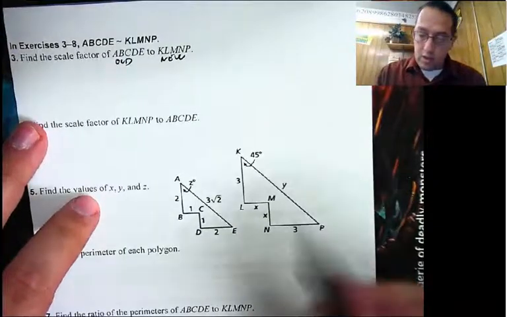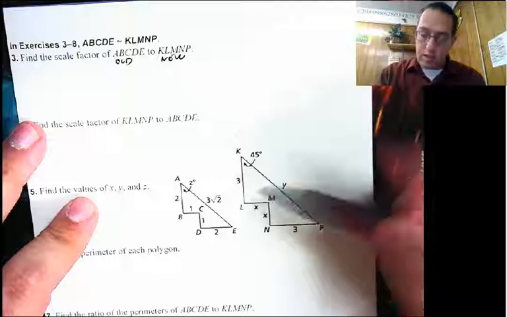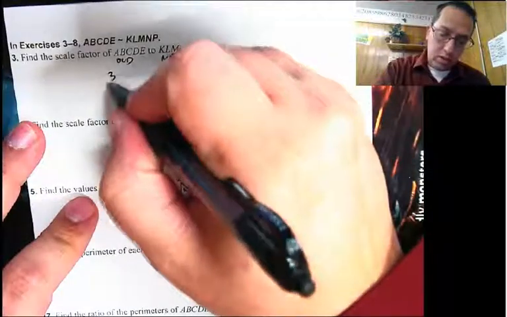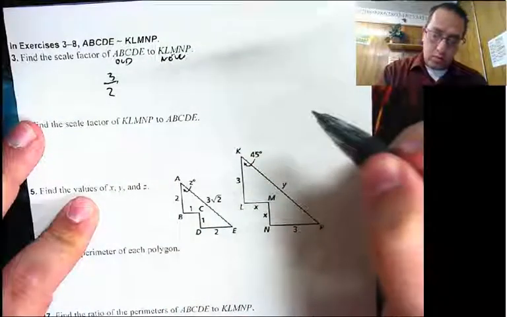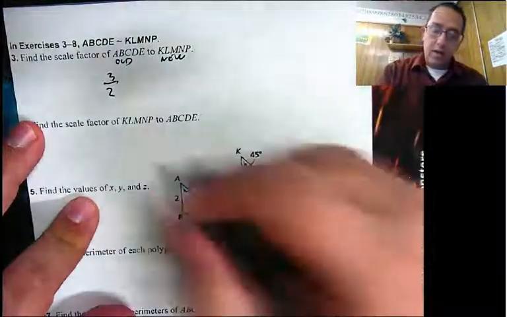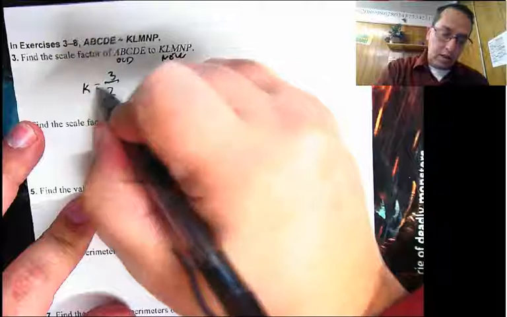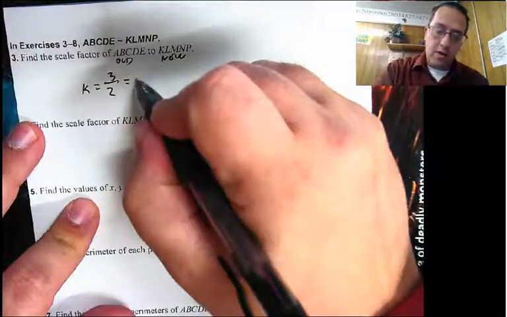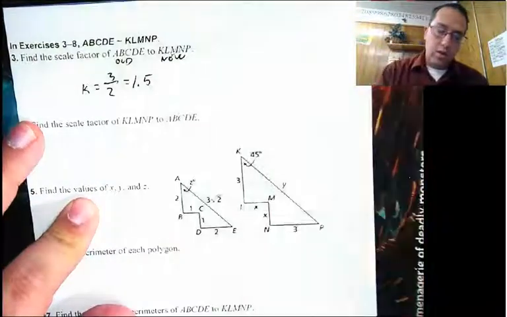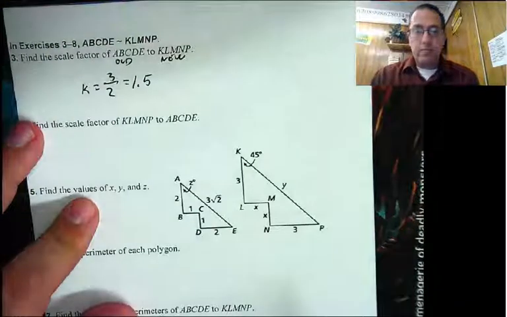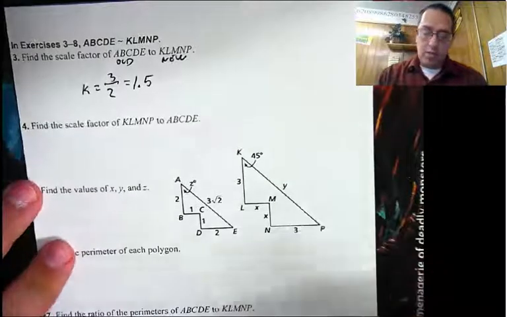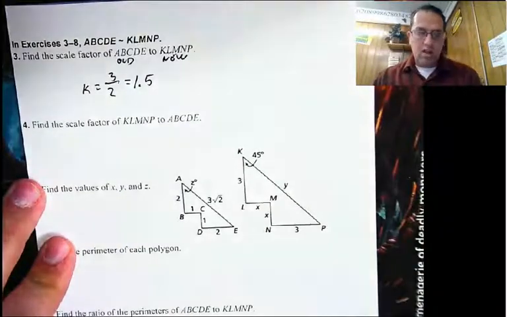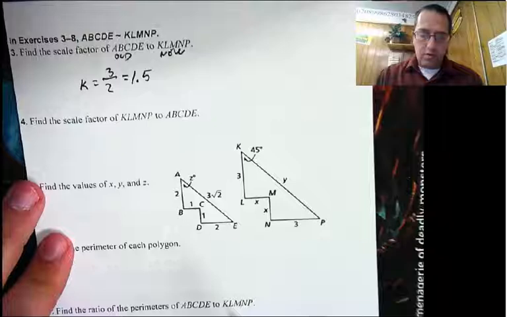So let's see, the new is KLMNP, so it's new 3 over old 2. And that's it. We could simplify it. This is the scale factor. If you really have to have it as a decimal, that's fine. That's 1.5. All right. And this is a decimal, it's okay because it's nice, it stops. It's a terminating decimal, not repeating. So, okay, don't have to round it.